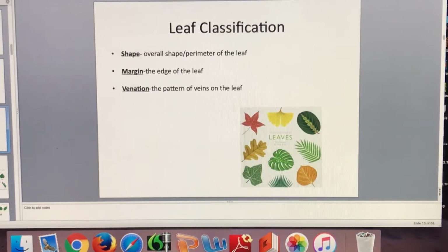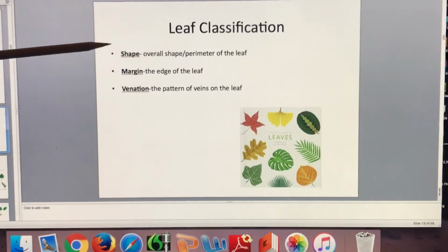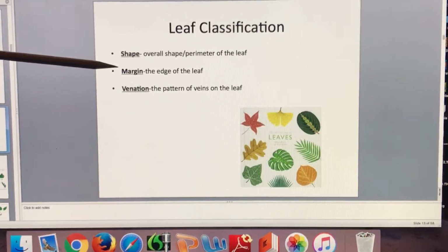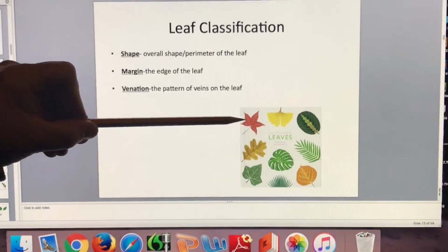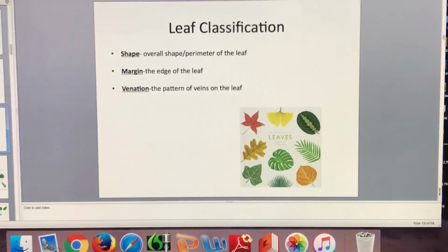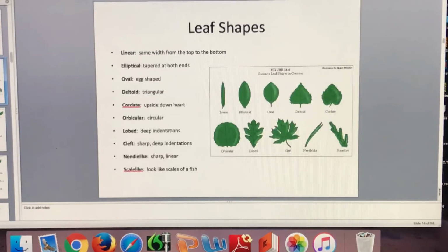Leaves are typically classified by three different characteristics. By their shape, which is the overall shape of the leaf. The margin, which we'll be looking at in detail, is the very edge of the leaf. And the venation, which is the pattern of the veins on the leaf. So let's look at those in a little more detail.